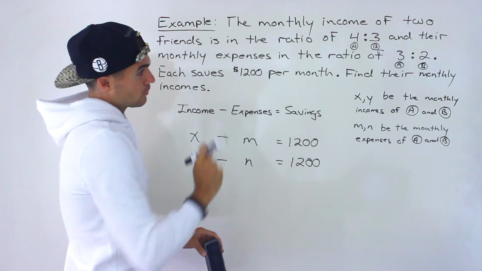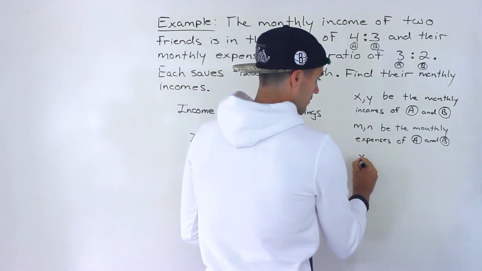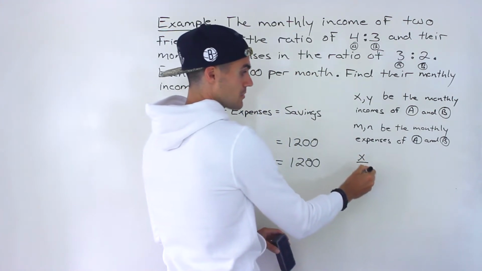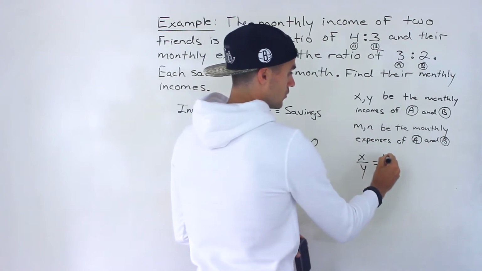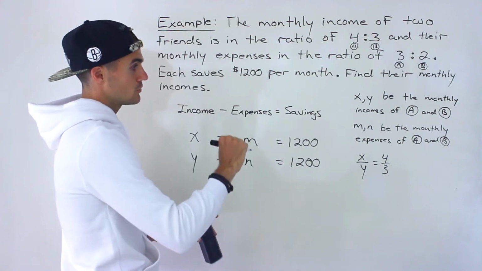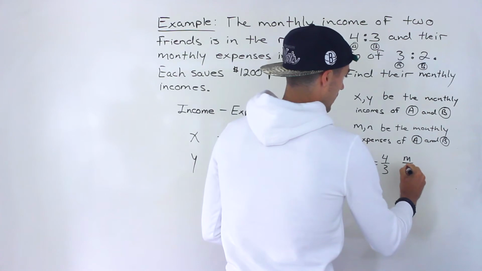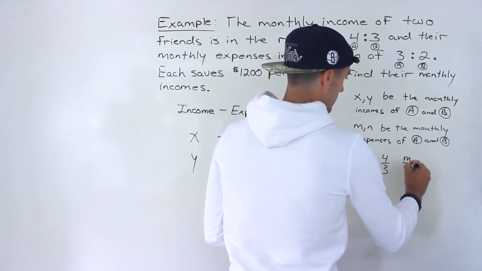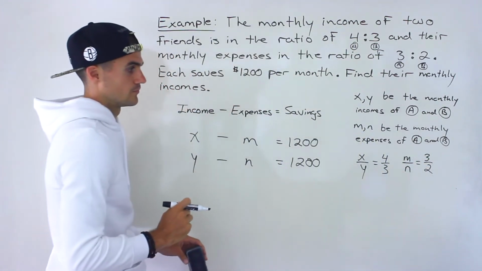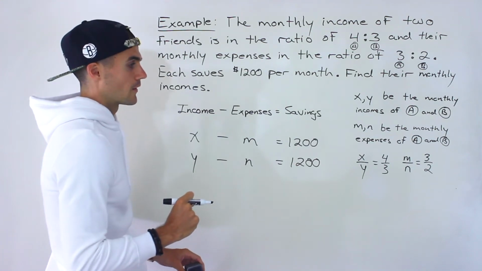And so 4:3, that's the ratio of their incomes. We can say X over Y, the ratio of the larger income to the smaller income, is equal to 4/3, using that ratio there. And then we could do the same thing with the expenses. We can say the expense of friend A over the expense of friend B is equal to 3/2. Right? So just introducing some more equations.